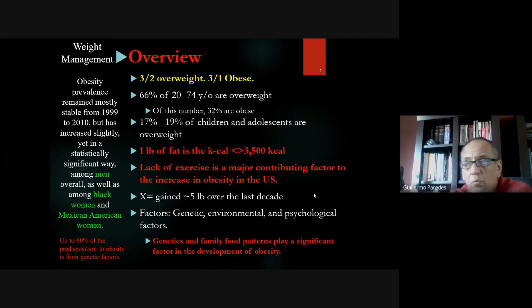There are obese teenagers and obese adults. We decrease the metabolic rate with time, about 1% every year, so you tend to gain weight with age. How much weight do you gain with age? Approximately 1/2 pound per year. That is what your weight is basically going to increase in a year.